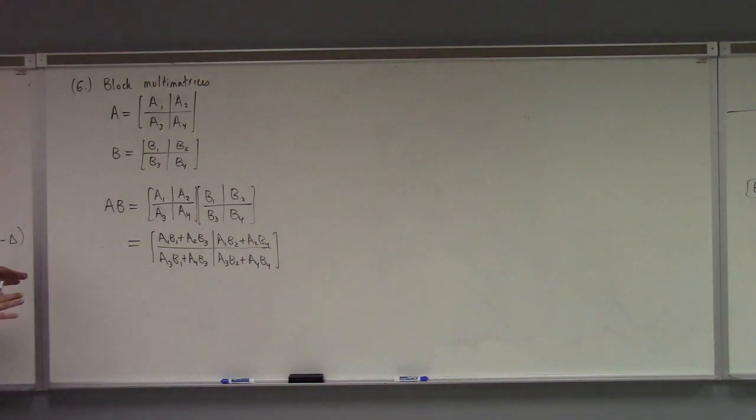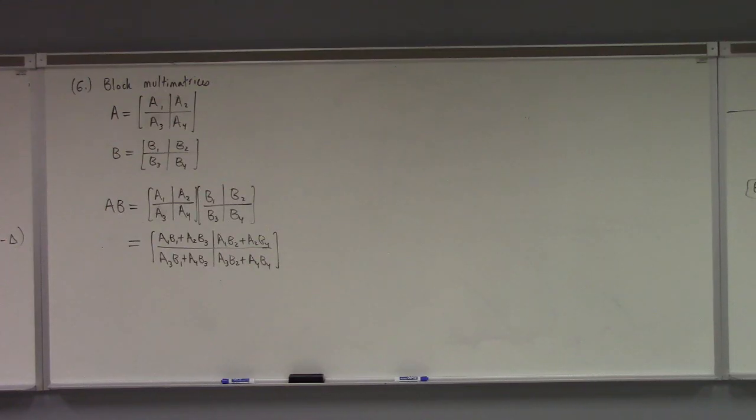But the thing is, A1, A2, A3, A4 could all be like 10 by 10 matrices, right? This could be a 20 by 20 matrix, but the point is that you can use what's called block multiplication to parse the multiplication in terms of the multiplication of blocks, providing that the blocks have appropriately matching sizes, right?